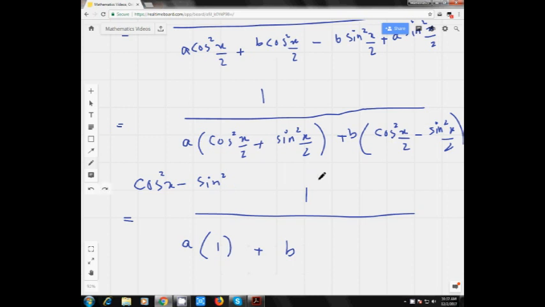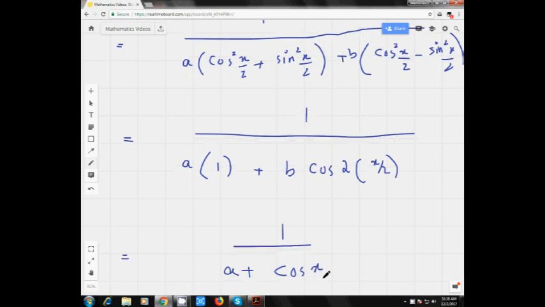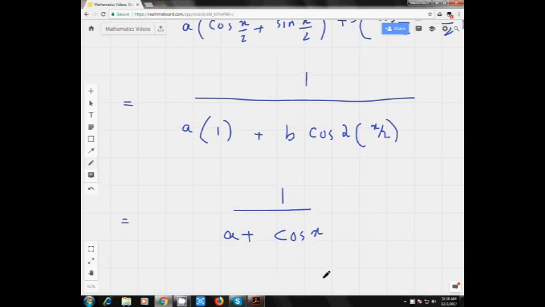So therefore, when you apply this formula here, you would get cos 2 and angle is here x by 2, 1 divided by a plus cos x 2, and cancelled with 2, we are left with cos x, and it is the answer of your question.